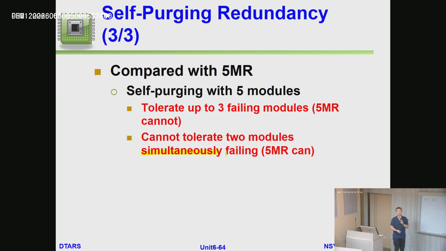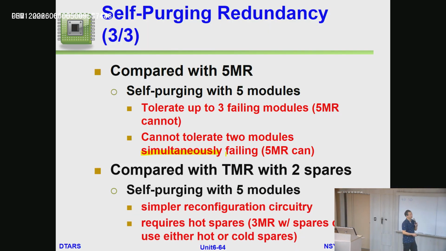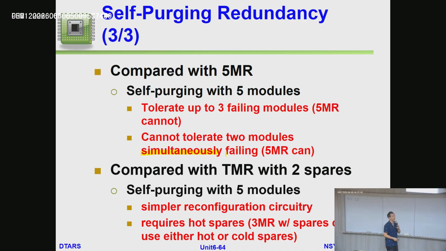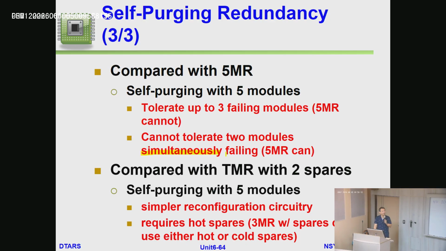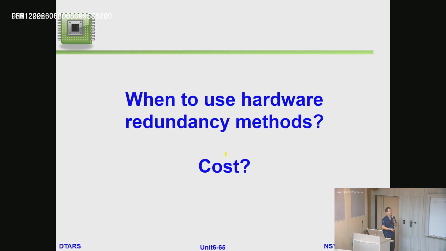When you prepare for the final examinations, or in the future learn some new design methods, try to compare your newly learned technologies with the previous ones you have already learned. For example here, compare 5MR and TMR with 2 spares: they all have 5 modules, so it is worthwhile to compare these methods. Do they have similarities or differences? Okay, so this is for self-purging redundancy.